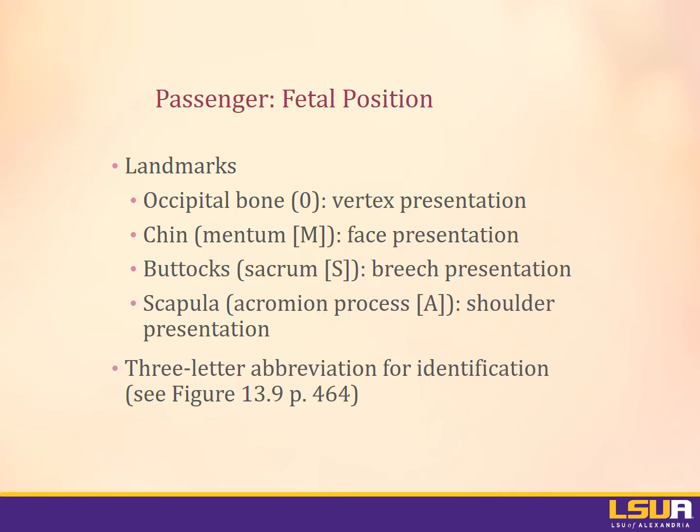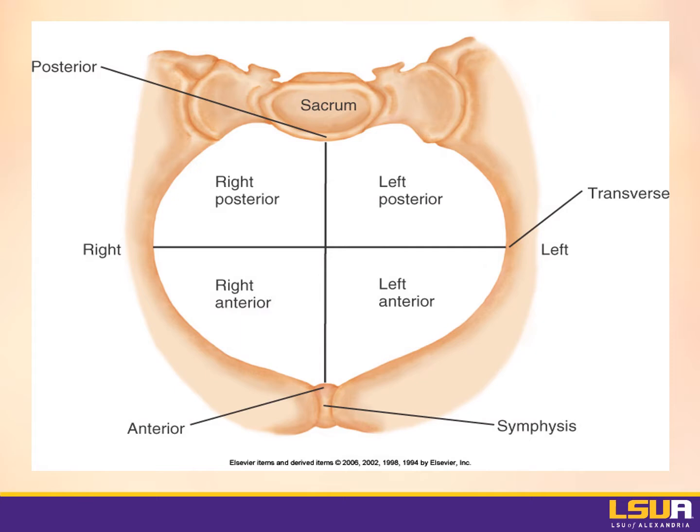LOT, left occiput transverse, the baby's head is more to the side, pointing to the left. Right occiput posterior, you can see the occipital bone of the baby's head is more posterior to the mom. That's how it's determined. And that's what you'll see charted.